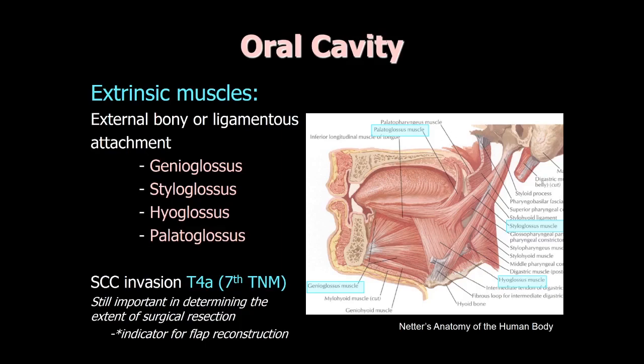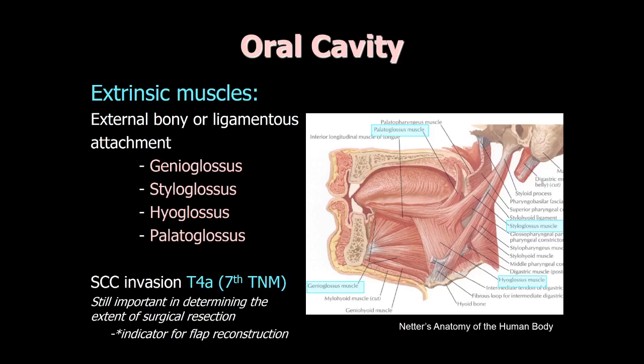The extrinsic muscles are those 4 paired muscles with external bony or ligamentous attachments. They include the genioglossus, styloglossus, hyoglossus, and palatoglossus muscles. It used to be that tumor invasion of these muscles in both oral cavity and oropharyngeal carcinoma would upcategorize patients to a T4a level. This is no longer the case for oral cavity.